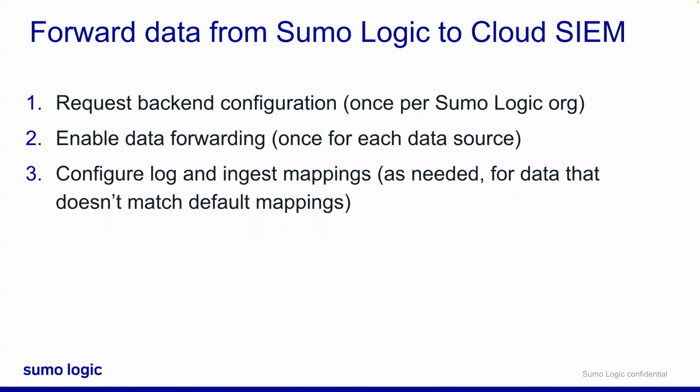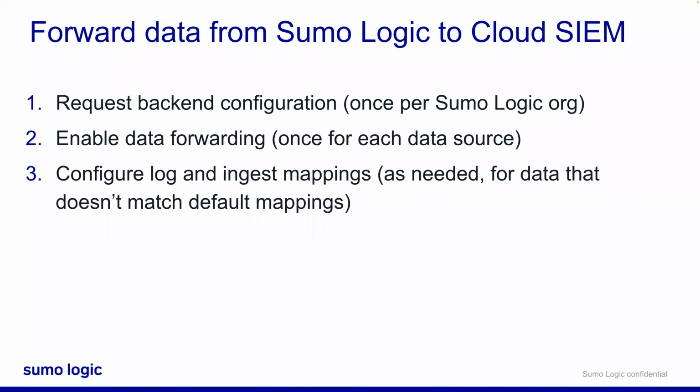Now, an important note: when you enable data forwarding, Cloud SIEM is automatically going to start processing your log messages into records. Each record is going to contain the information from a message, which is going to be parsed into key value pairs, mapped to the Cloud SIEM schema, and enriched with other data.